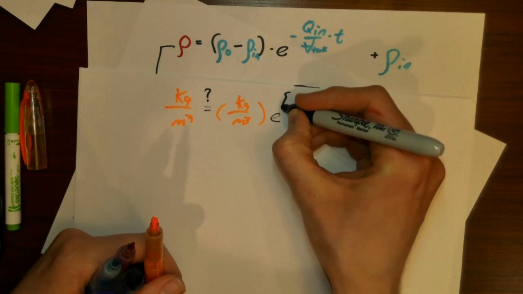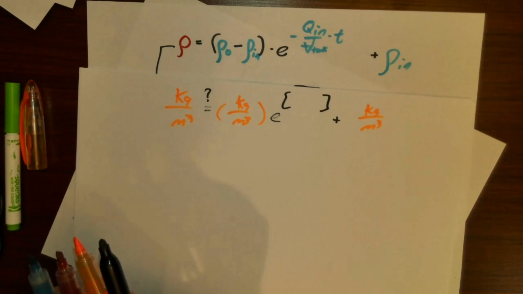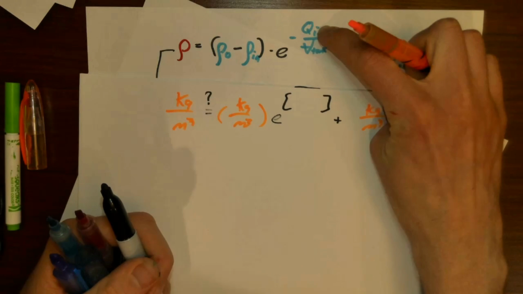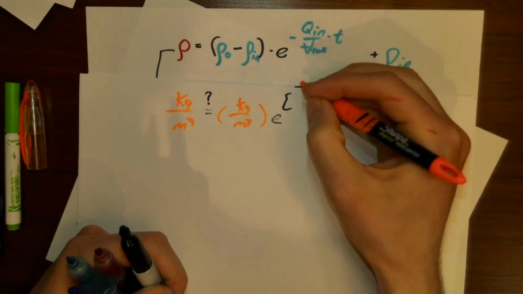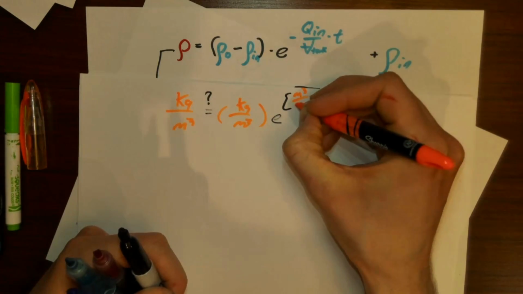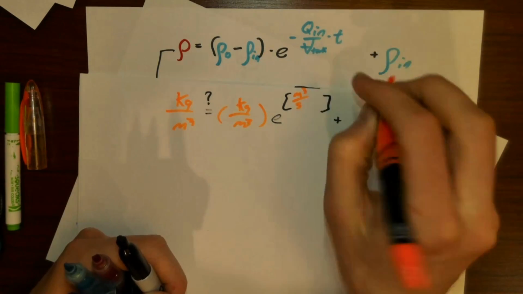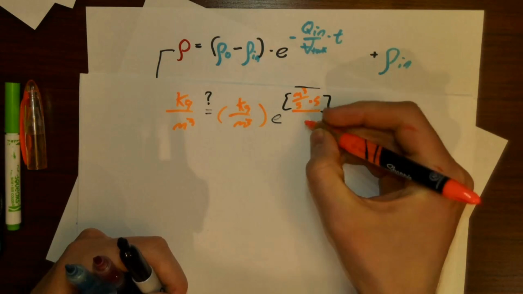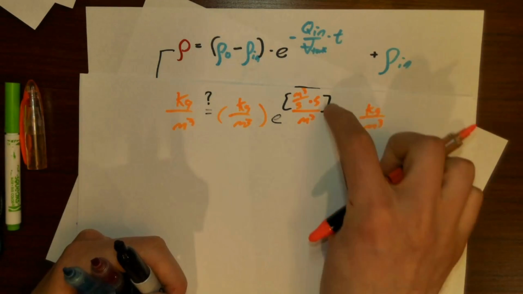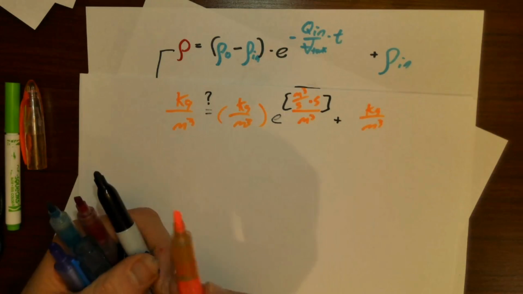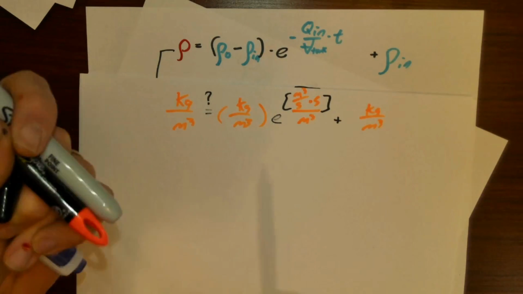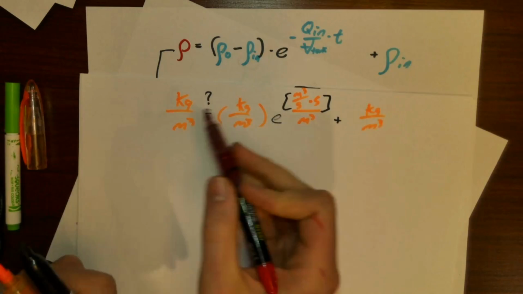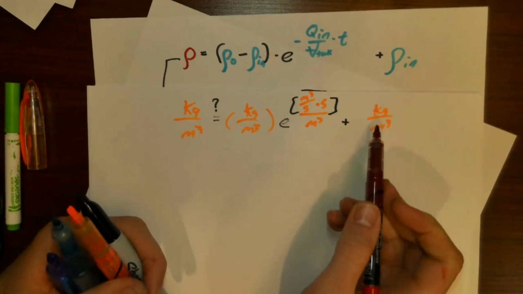So I have e to something. What are the units of Q in? Well, that's the volumetric flow rate, right? So that's going to have meters cubed per second. I multiply that by time, which has units of seconds, and then divide that by the volume of tank, which has meters cubed. So all of this cancels out, and it's a good rule of thumb that the units on both sides of the equation should work out.